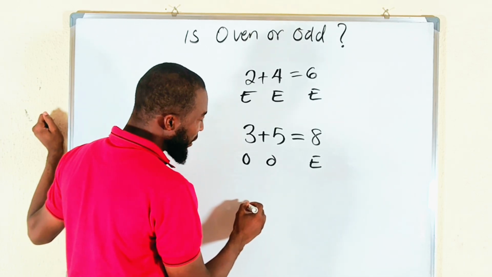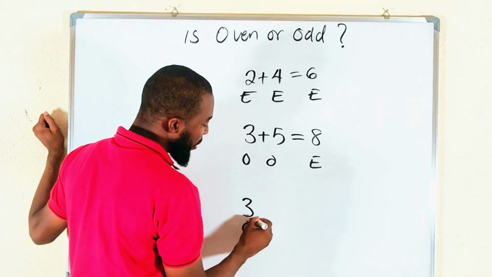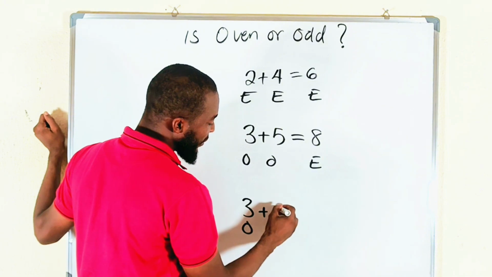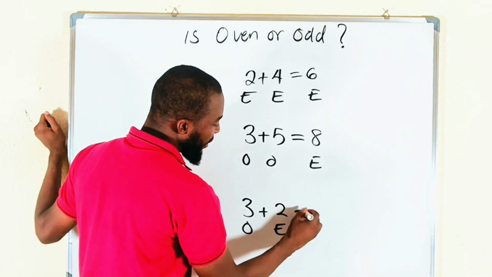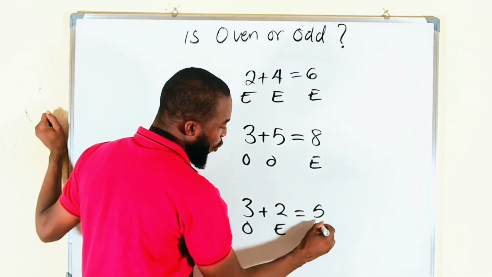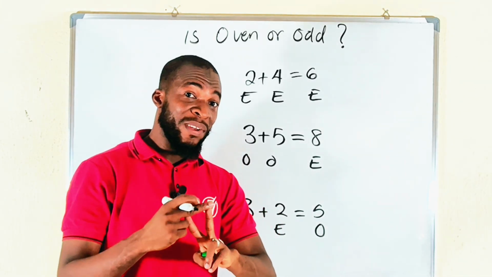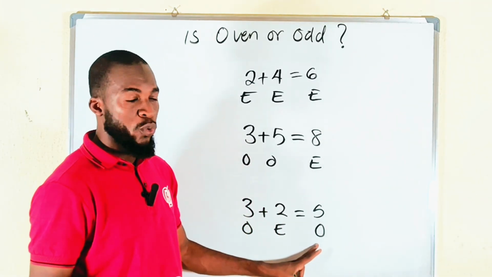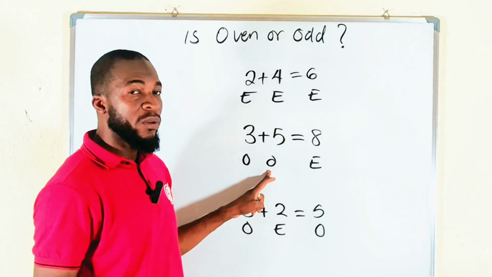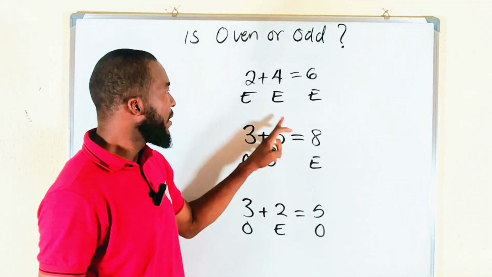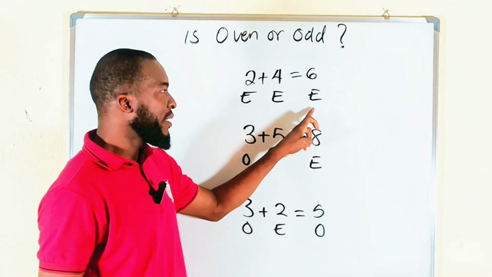If you have odd plus even, what will that give us? It is going to give us odd. So whenever you have an odd number together with an even number, the result will be odd. If the two are both odd, you're going to get even. If the two are both even, you're going to get even.